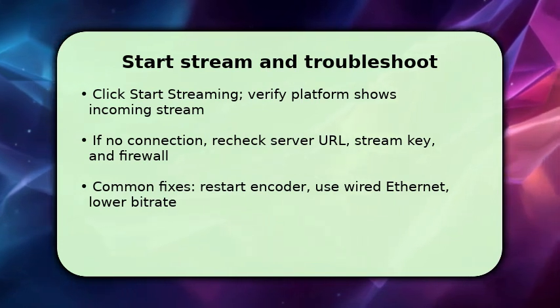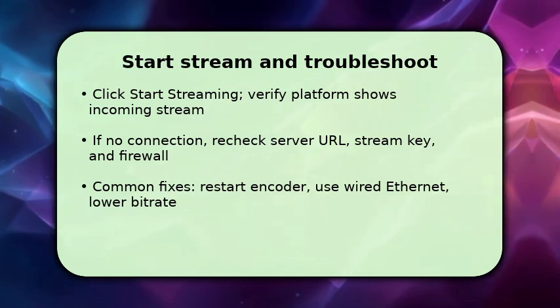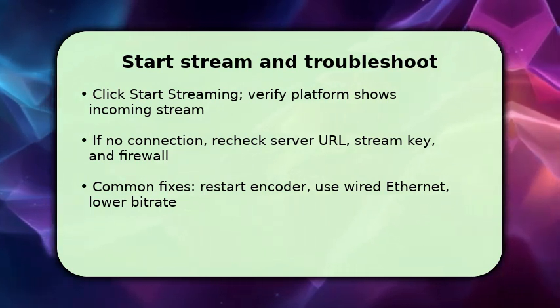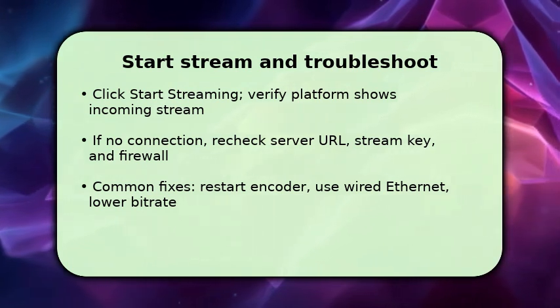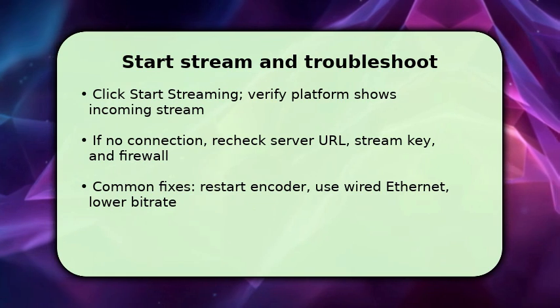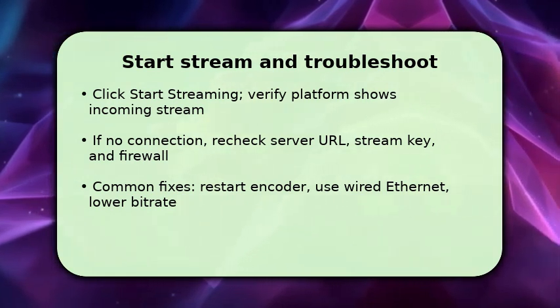Click Start Streaming in your encoder. Watch the platform preview for video and audio. If you don't see anything, stop and re-enter the server URL and stream key exactly. Copy/paste avoids hidden spaces. Once done, check firewall and router outbound rules and try a wired connection.